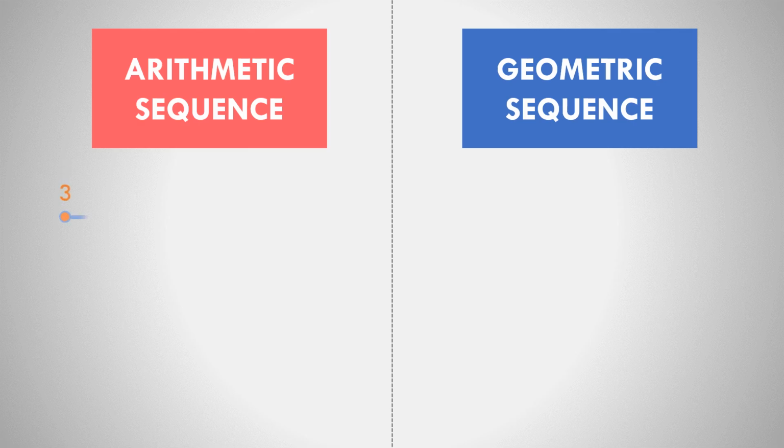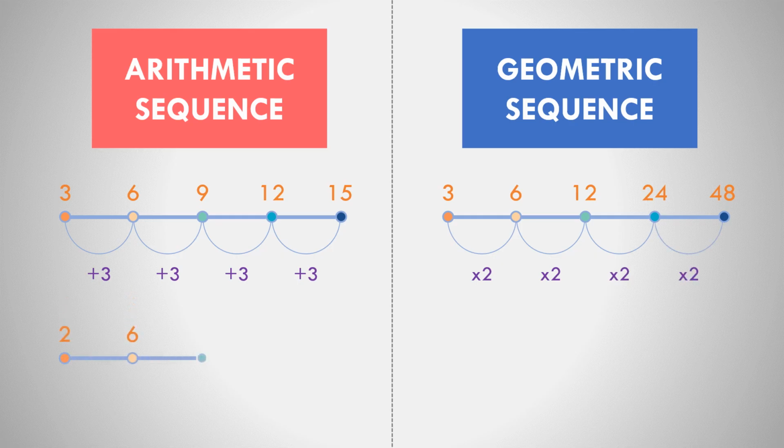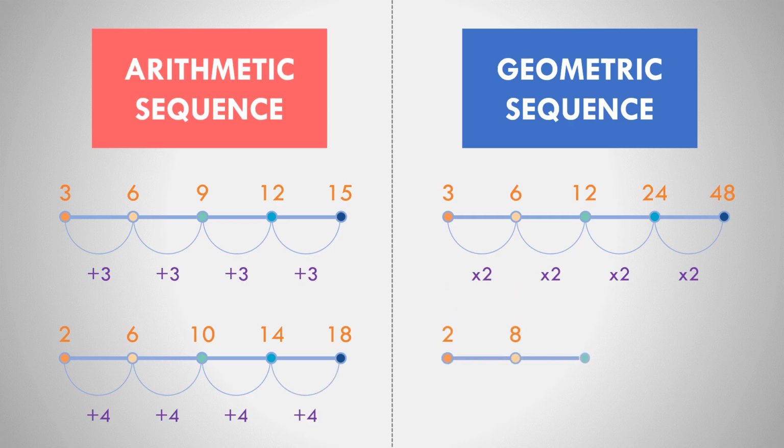As you can see in the example of the arithmetic sequence 3, 6, 9, 12, and 15, the common difference from the first up to the last term is equal to 3. How about the geometric sequence? 3, 6, 12, 24, 48. The common ratio from the first up to the last term is equal to positive 2. Second example of the arithmetic sequence: 2, 6, 10, 14, and 18. The common difference is equal to 4. How about the second example of the geometric sequence: 2, 8, 32, 128, and 512? The common ratio is equal to positive 4.